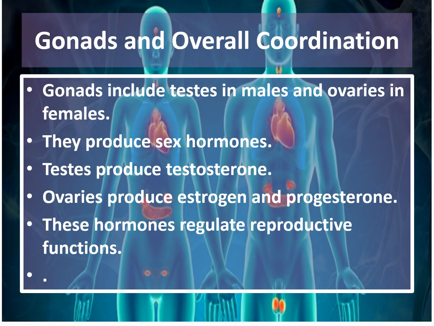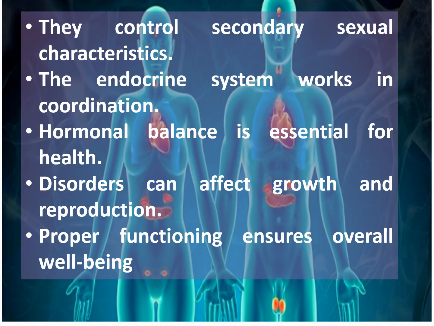Gonads and their overall coordination. Gonads include testes in males and ovaries in females. These produce sex hormones. Testes produce testosterone, whereas ovaries produce estrogen and progesterone. These hormones regulate reproductive functions.